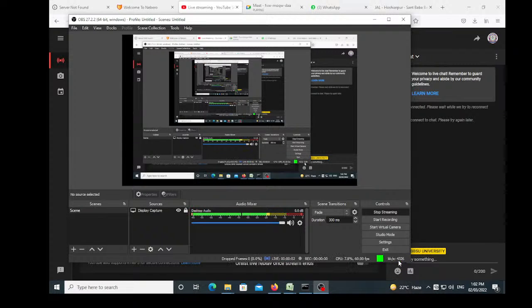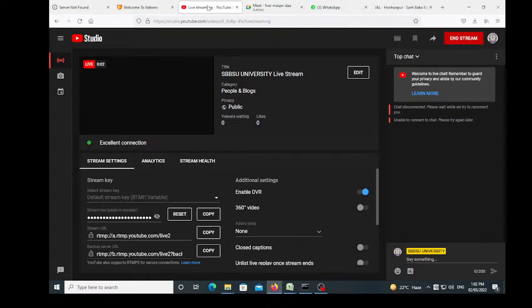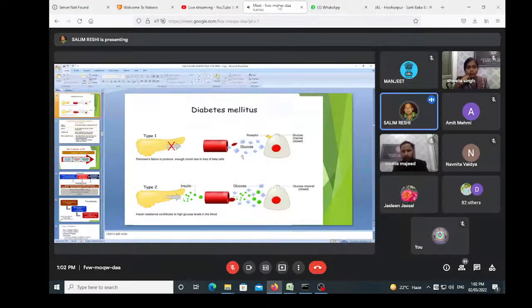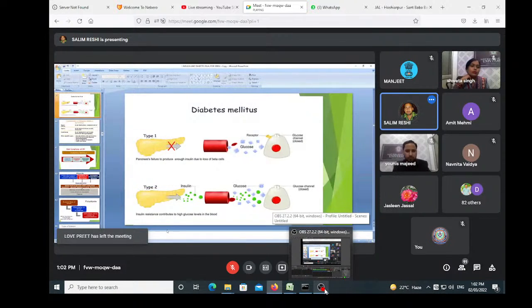Glucose becomes very toxic to various tissues. It damages the retina of the eye, it damages the kidneys, it damages the liver, and it induces oxidative stress also.